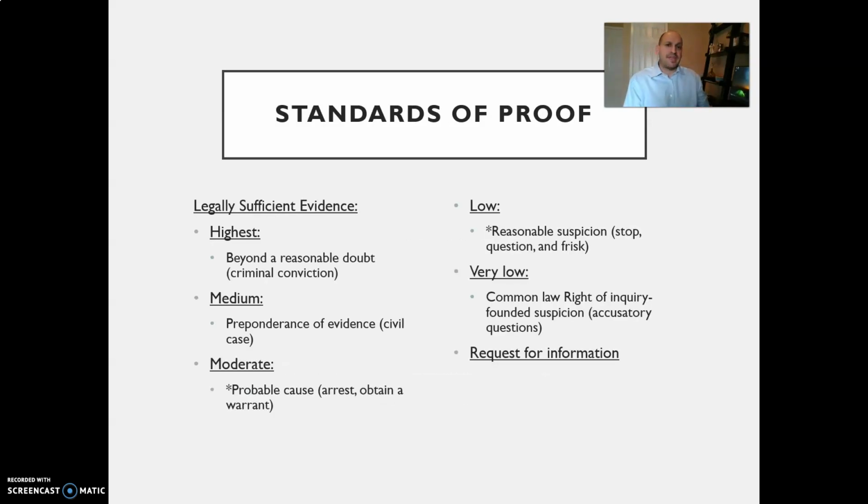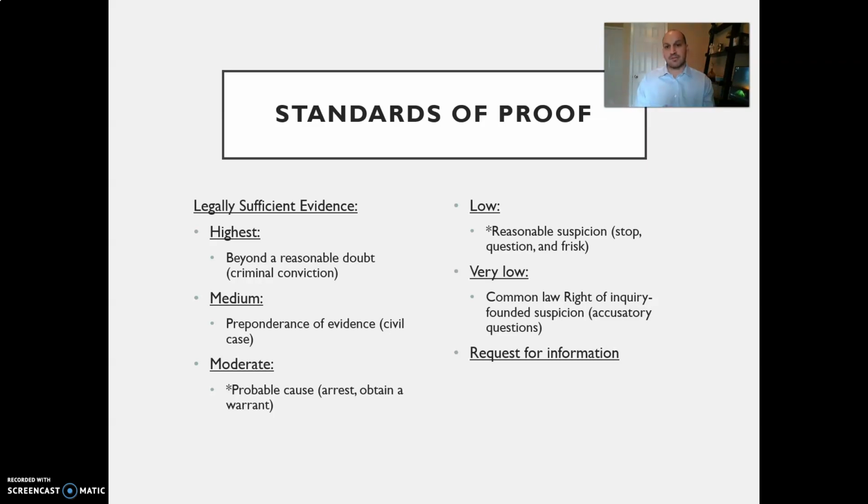Okay. The next concept you have to have a good sense of is the idea of standards of proof. Standards of proof are incredibly important. Standards of proof are the legally sufficient evidence that the government needs to do something against you. Is it probable cause? Is it proof beyond a reasonable doubt? Is it reasonable suspicion? The highest legally sufficient evidence generally in the law is proof beyond a reasonable doubt. That is the necessary amount of evidence that the government needs against you to have you convicted of a crime.